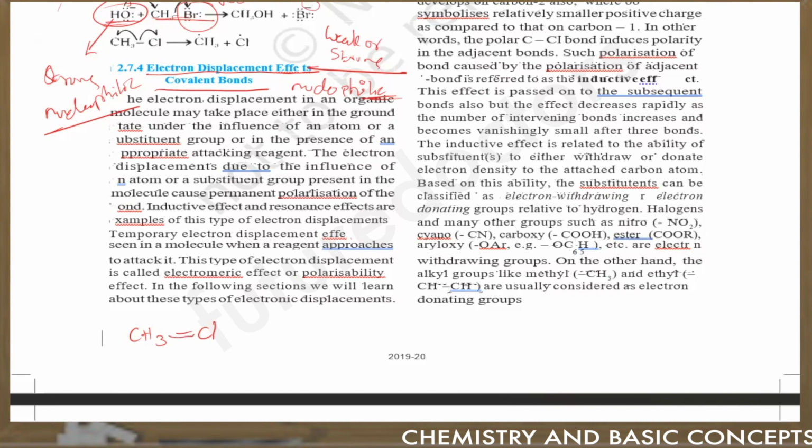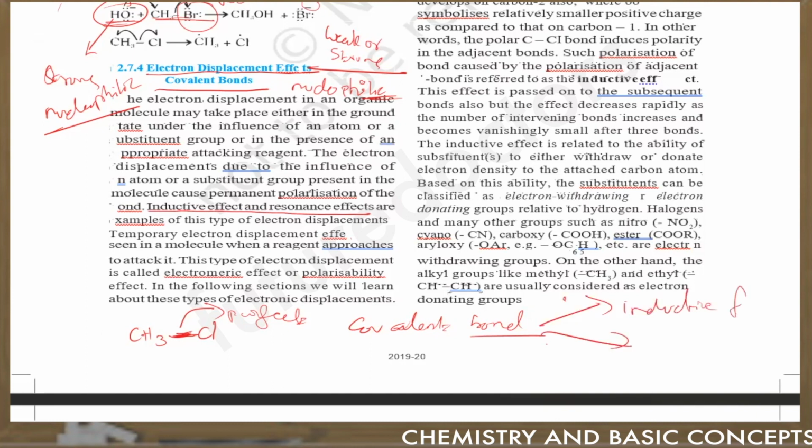A perfect covalent bond. Okay, but what they say is that the bond can be destructed due to inductive effect and resonance effect. So only if these two are present, due to inductive effect and resonance effect, the bond can be distorted. Covalent bond, not the ionic bond.